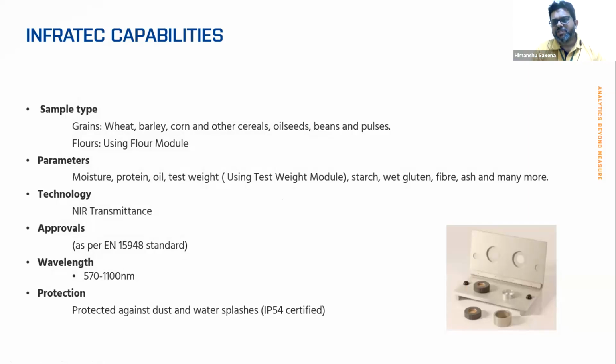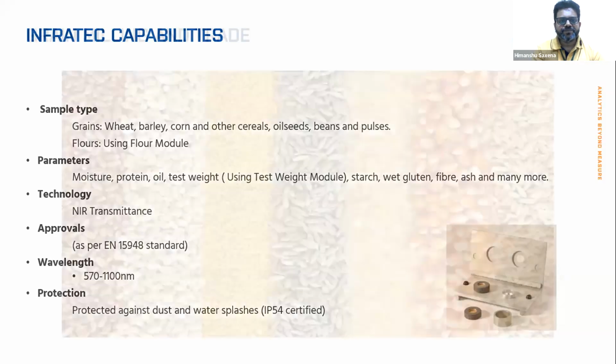This is based on transmittance technology, because here we are majorly testing grains, and for those samples you need shorter wavelengths. That is why the instrument uses the 570 to 1100 nanometer range, because there you have the high energy shorter wavelengths which can penetrate the grain samples. And again, this is an IP certified instrument, which provides dust and moisture protection.